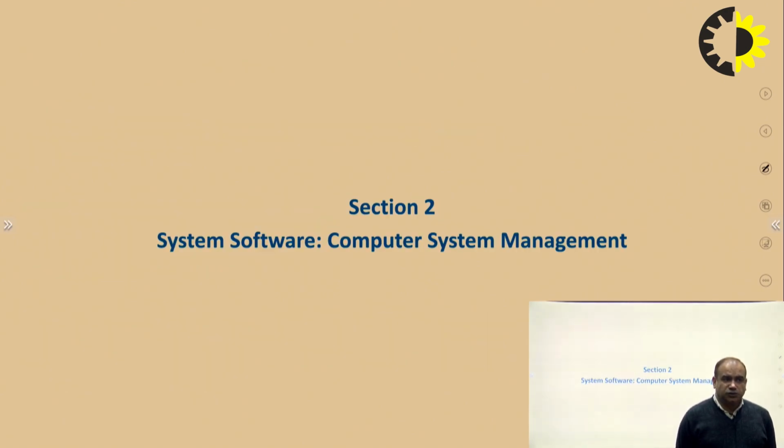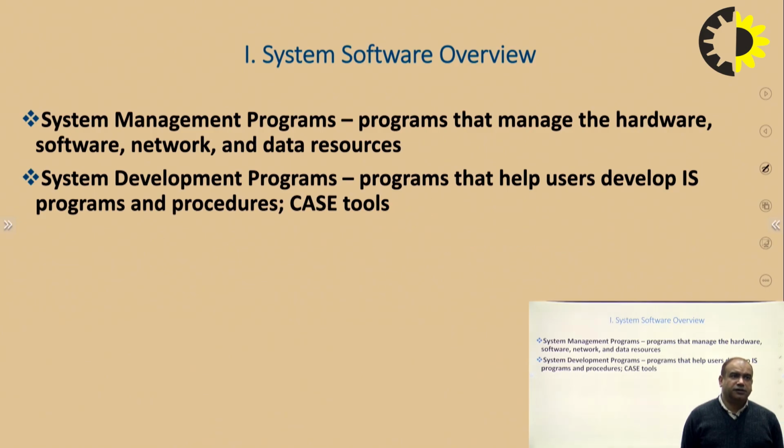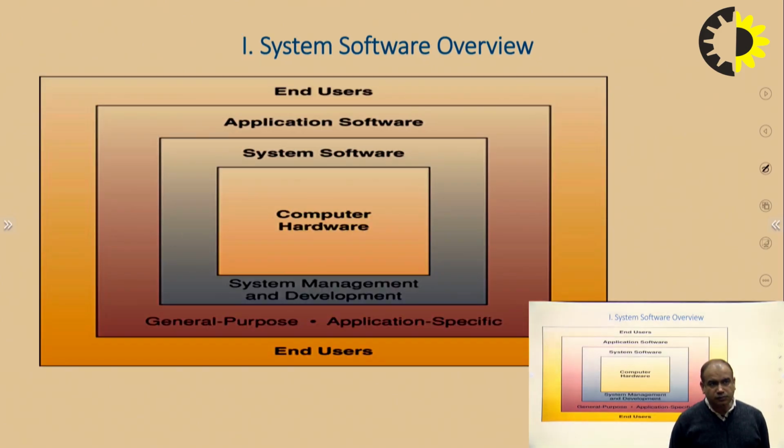Next, in section 2, we talk about system software, that is, computer system management. So, system software: management programs are programs that manage the hardware, software, network and data resources. System development programs help users develop a program and produce CASE tools. The major example is our operating system.